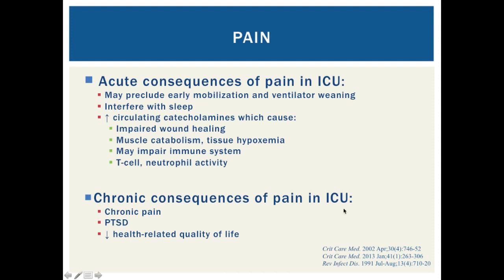So what does that do? Here are some acute and some chronic consequences of pain in the ICU. The acute issues are they can prevent mobilization and ventilator weaning, and they can interfere with sleep. The catecholamine surge can theoretically cause other things too: impaired wound healing, muscle catabolism, tissue hypoxemia, and they can impair the immune system. Then there are some more chronic consequences of pain. We see these when patients come back to see us in clinic on their first follow-up after being discharged. They can have chronic pain, PTSD, and decreased quality of life.